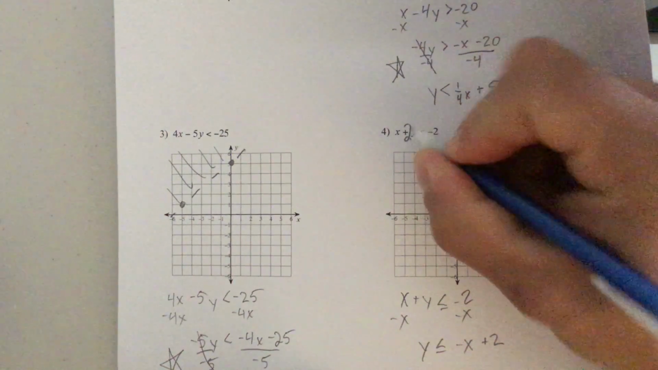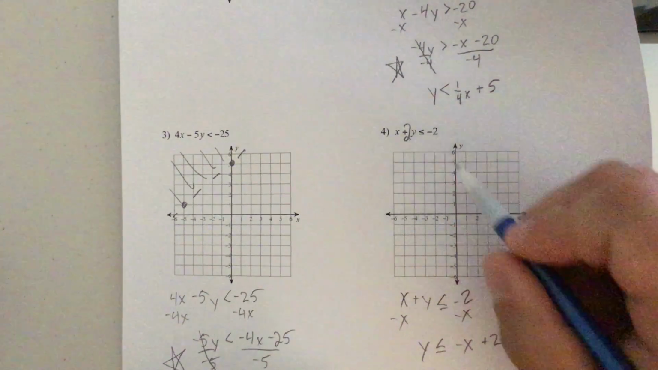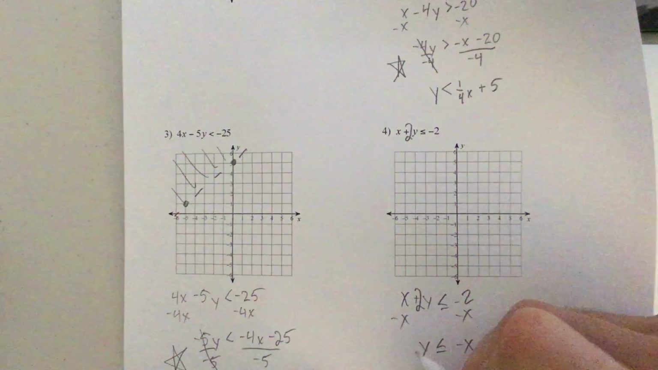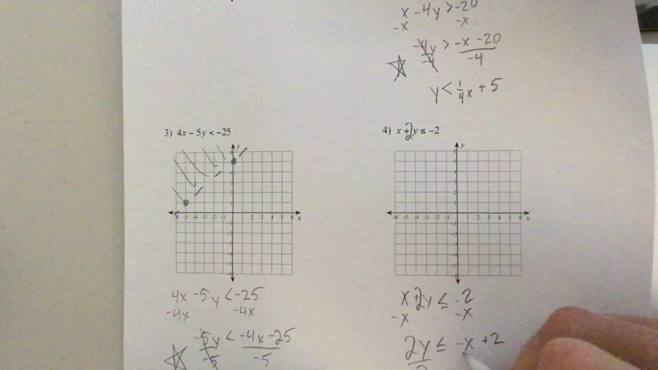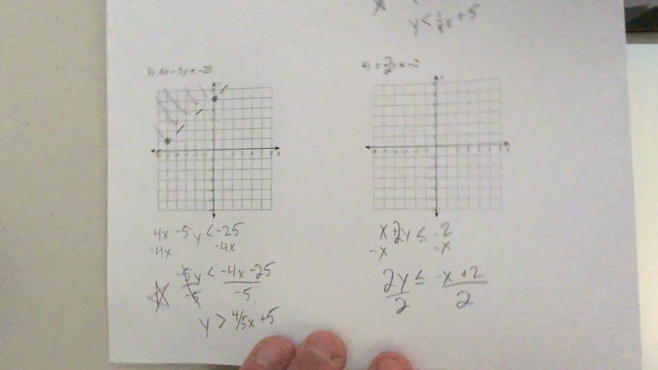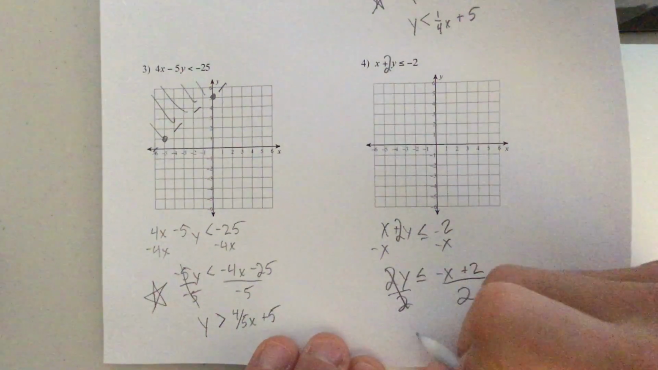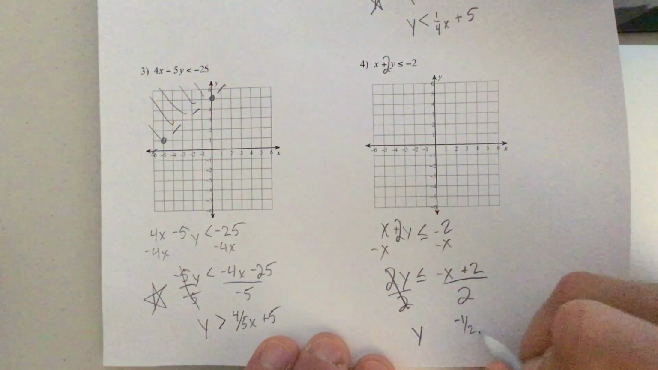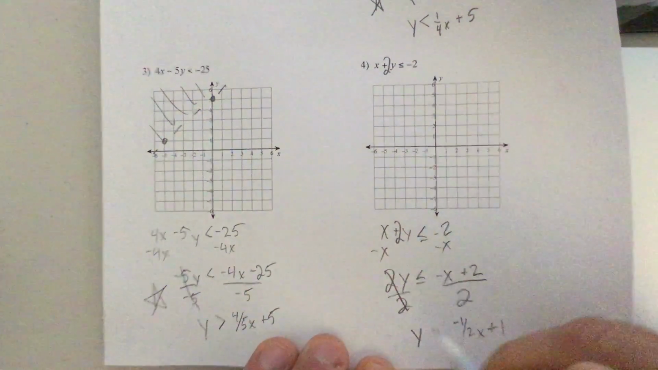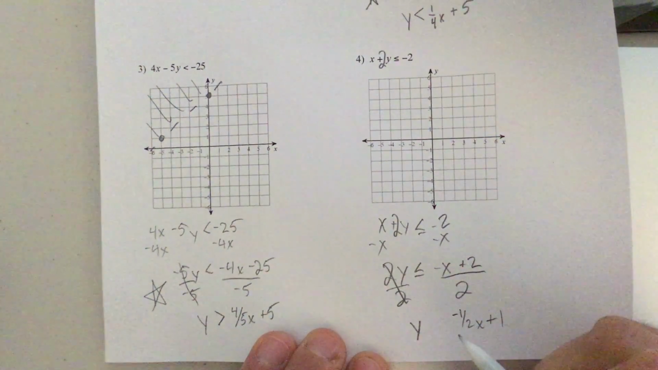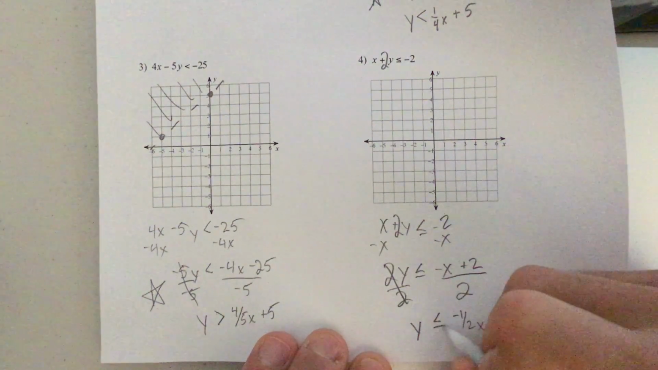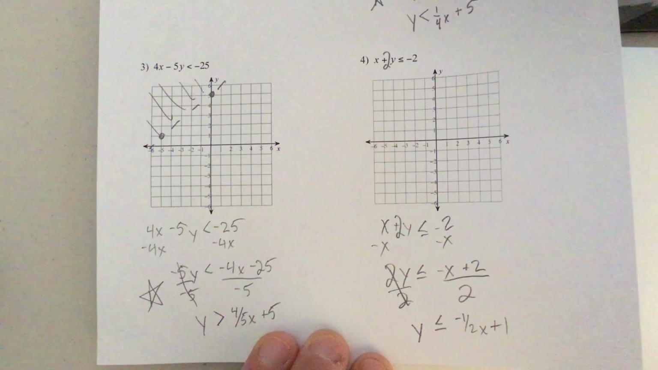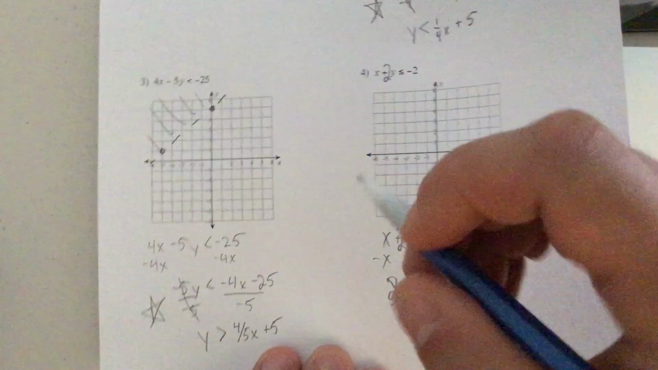I'm going to make this x plus 2y is less than or equal to negative 2. Here, yes, I would have to divide both sides by 2, but my symbol does not flip. Now you might say, Mr. Herr, what do you mean your symbol doesn't flip? You're dividing. We're not dividing by a negative. It only flips when we're dividing both sides by a negative. Therefore, y is less than or equal to negative 1/2 x plus 1. The symbol stays the same.